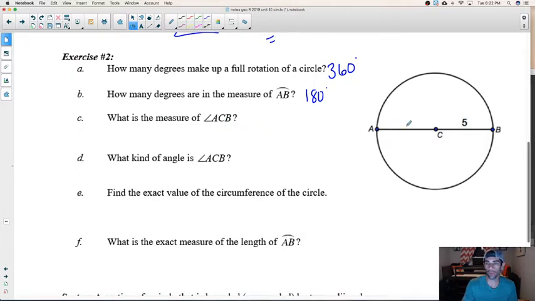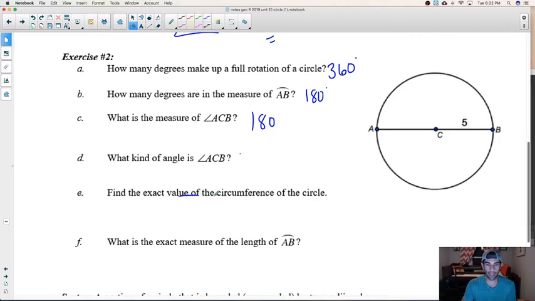What is the measure of angle ACB? So here's ACB. Technically, that's a central angle, so it would be congruent to the arc, or you realize that this is going through half the circle of diameter. It's 180 degrees also. What kind of angle is angle ACB? So we can call angle ACB a straight line, okay?